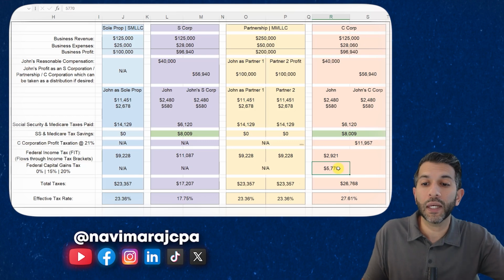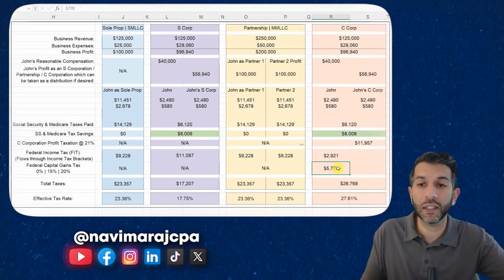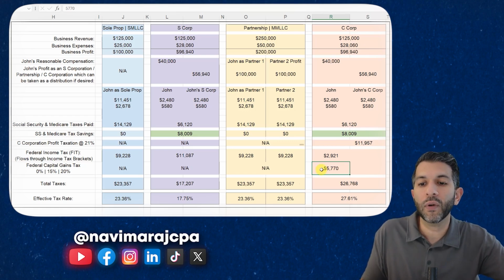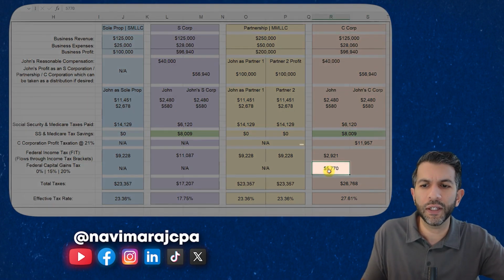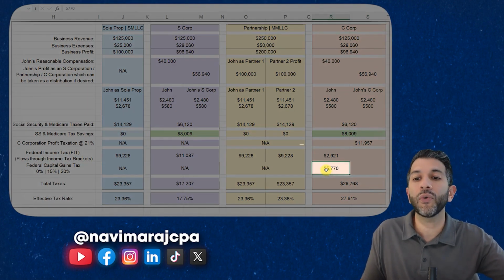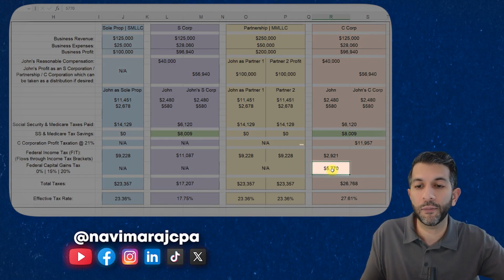In this situation, the amount of income that this person earned, some of their capital gains is being subjected to the 0% tax rate, so they don't pay any capital gains tax. And some of the money is being paid at 15% tax rate. That's why you can't easily calculate it: 56,940 times 15% doesn't equal this. It's because it's a blended rate between some at 0 and some at 15%.